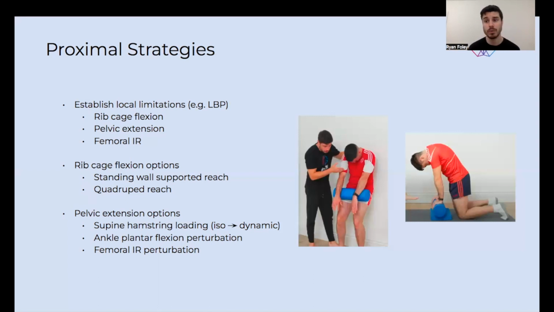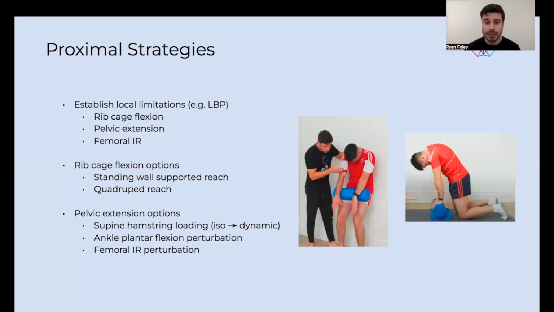We could get some load into the quads as well, particularly the rec fem, the biarticular tissue. But again, it depends on other objective assessments as well. We can do some supine hamstring loading, working from isometric to dynamic strategies. We can perturb then the distal tissues while we maintain certain behaviors proximally. We'll show you some options there, and I will talk through some options there. And we can also perturb the pelvic position or behavior through the femur as well.